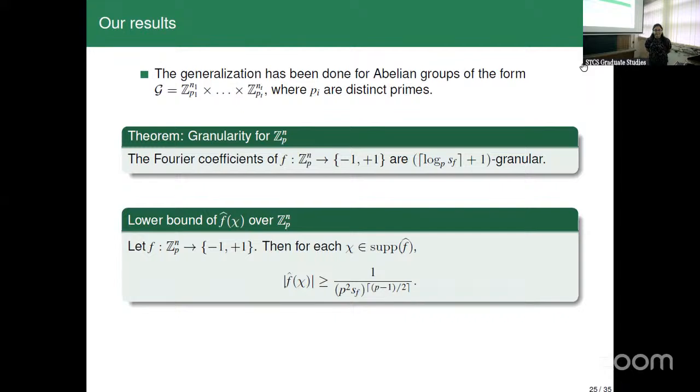So what was the previous statement? It was log sparsity of f minus 1. Log s minus 1 granular is log s plus 1 granular as well. So this is slightly weaker compared to your Gopalan result, yes, that is general. And this is the lower bound on non-zero Fourier coefficients.